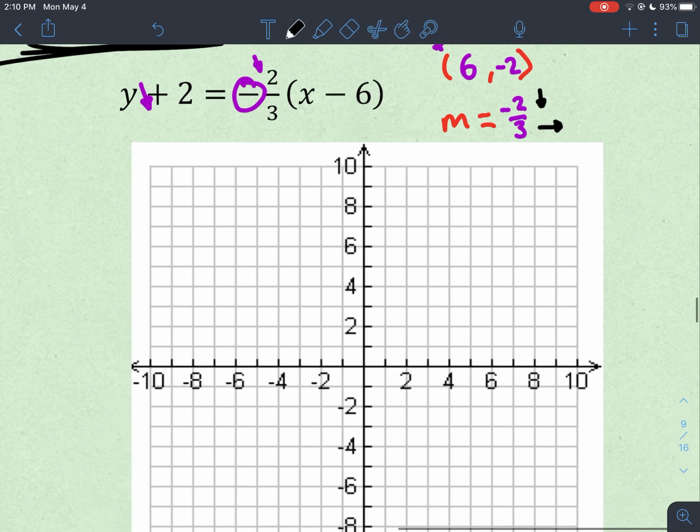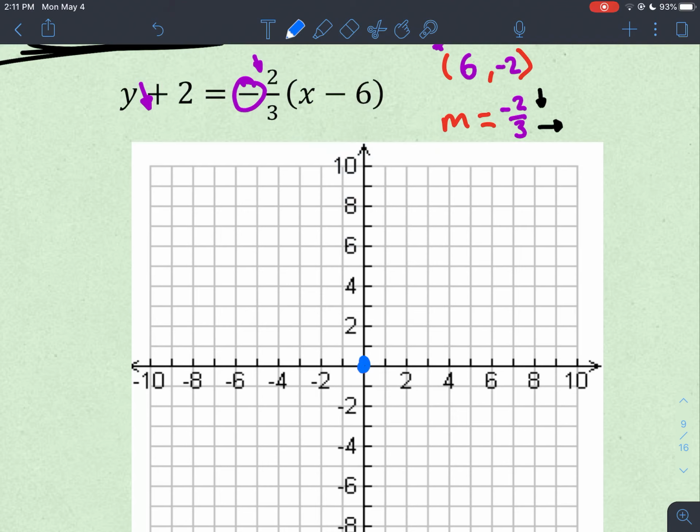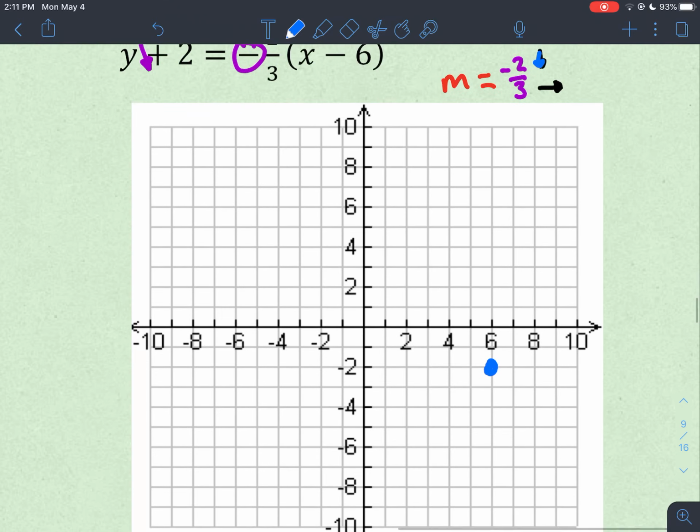We're going to start at the point 6, negative 2. So let me find that starting spot. So we're going to start at 6, negative 2, right there. And we're going to use this to navigate. We're going to go down 2 and right 3. So we're going to go from here, we're going to go down 2, and we're going to go right 3. 1, 2, 3. Down 2, right 3. Notice that that's going to take us right off of the page. So we need to flip and go the other direction.